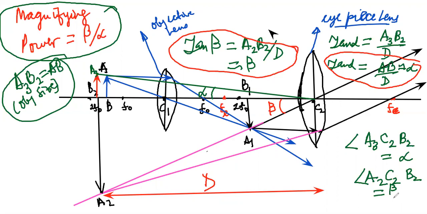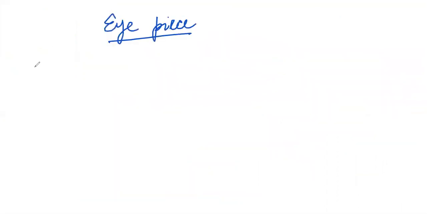So I will take this distance. For the eyepiece, let the object distance UE be equal to x, but I should put a minus x. Why? According to sign convention, it should be minus x. And the image distance for the eyepiece should be equal to minus d. So if I use this, what should be the magnification for the eyepiece?